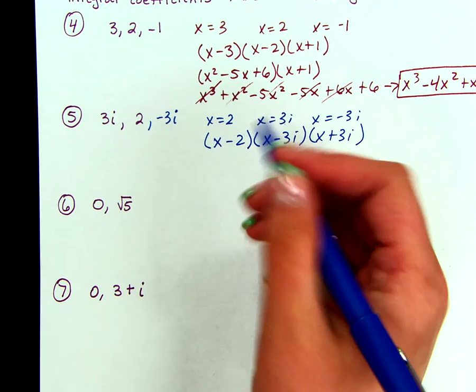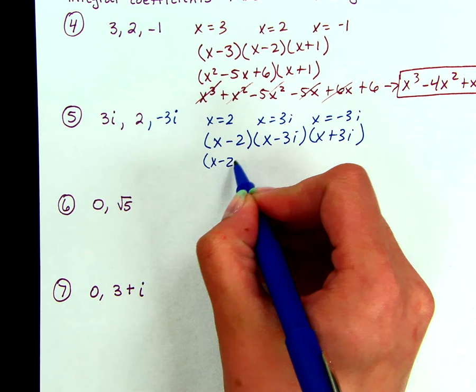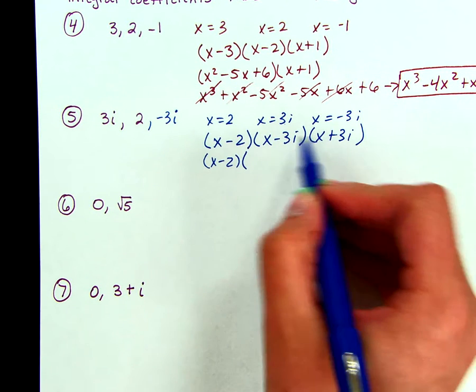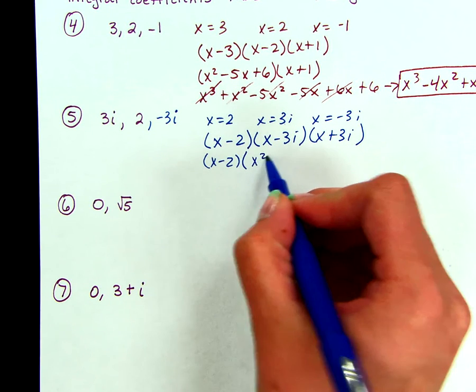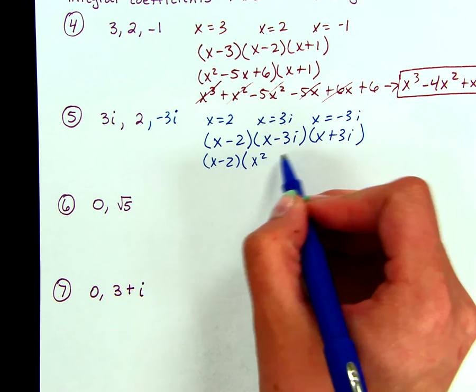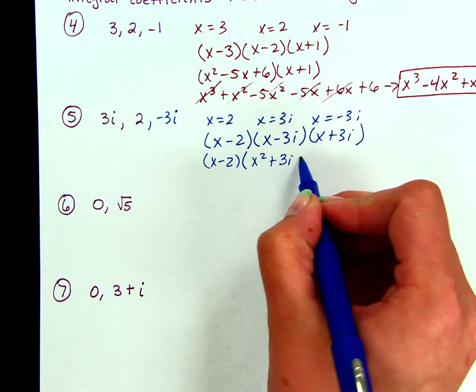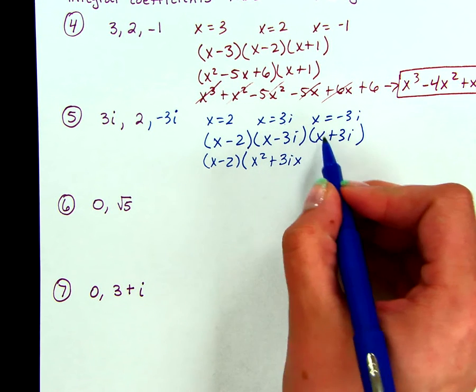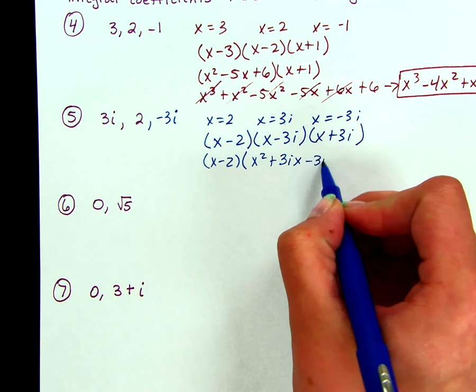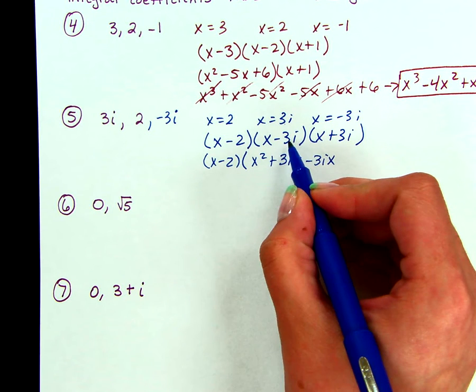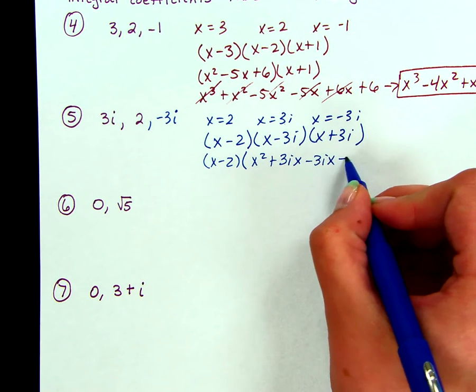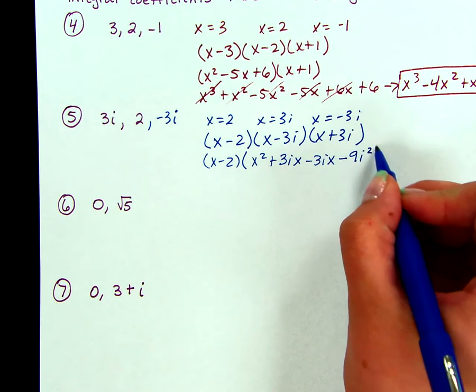Okay. So again, I'm just going to rewrite this one. So we're going to have an x minus 2. And then we're going to FOIL this. So x times x will be x squared. x times 3i is going to be a positive 3ix. And then negative 3i times x will be negative 3ix. Negative 3i times positive 3i will be negative 9i squared.